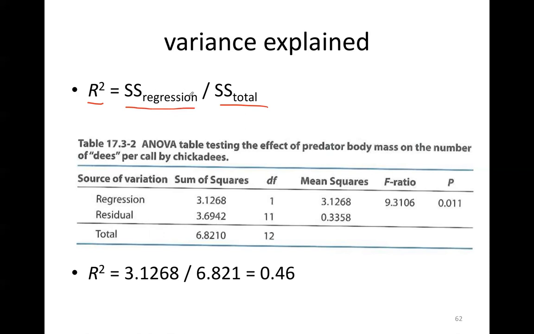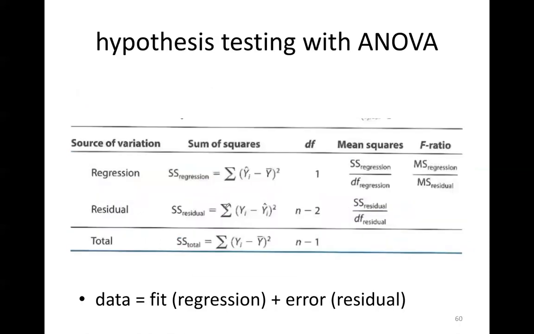And here we can use the sum of squares of regression. This part here is the distance between each predicted value and the mean. Just note the difference between these two formulas. This is the residual, right? The distance between the observed value and the expected value. And this is the distance between the expected value and the mean.